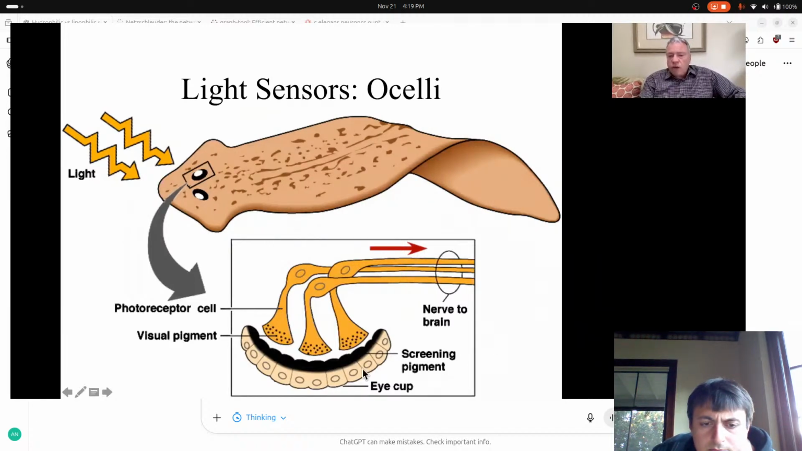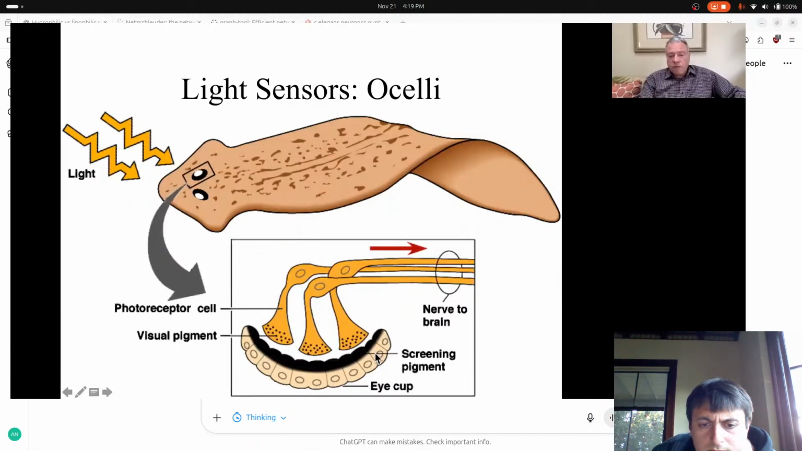But the cup gives you this directionality. So if light's coming from this direction here, it's going to be striking these photoreceptors, but this one over here is going to be shaded out. Whereas if light's coming from the other direction, then this photoreceptor is in the shade, and these are being more stimulated. So having a cup-shaped eye allows this directionality to know where that light is coming from. Or conversely, where it is not coming from.